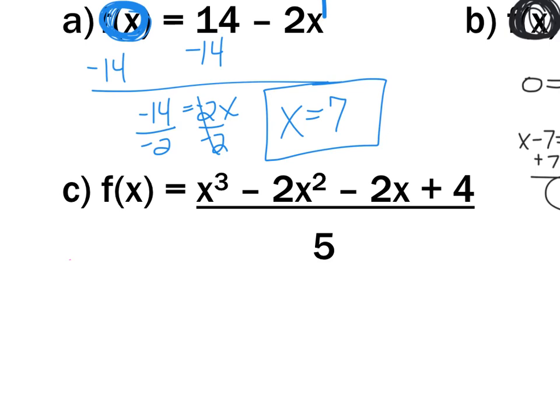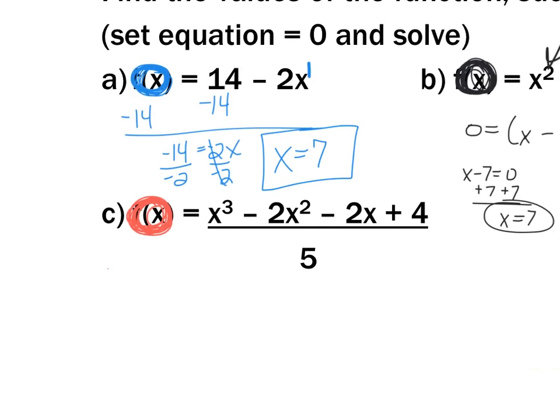We're solving. What do I change f of x to? 0. So here we go. So you have to factor this. Hold on, not yet. Can't factor yet. I got to get rid of that 5. How do I get that 5 to go away? Okay, I'm going to multiply 5 on both sides. 5 times 0. So I'm left, guys, with x cubed minus 2x squared minus 2x plus 4 equals 0.